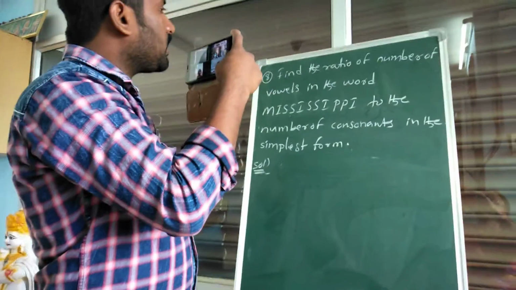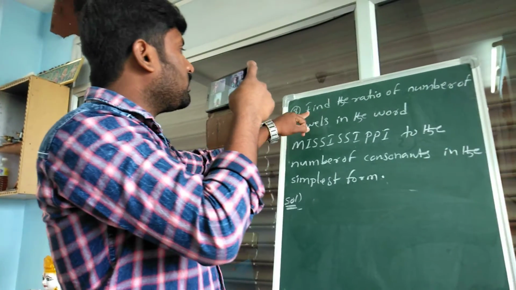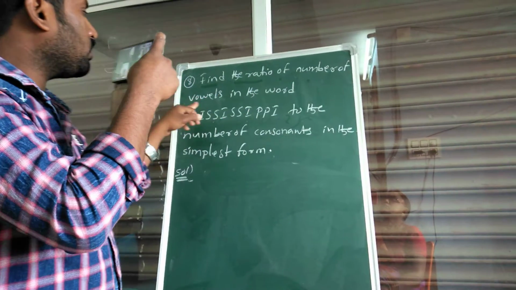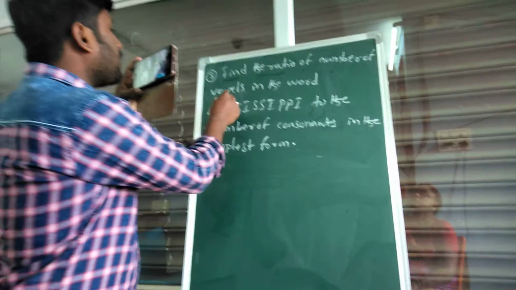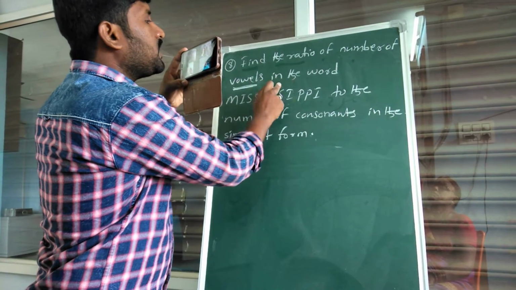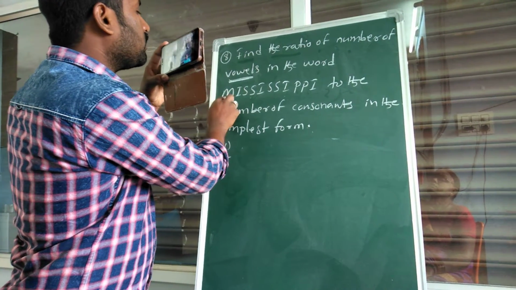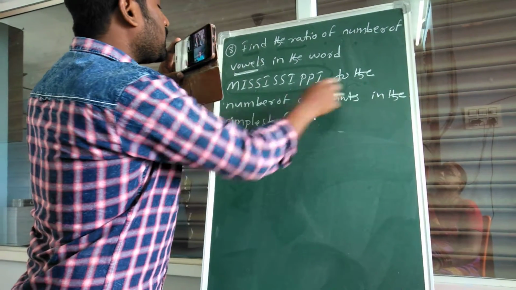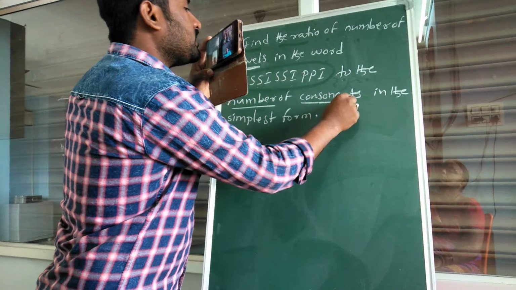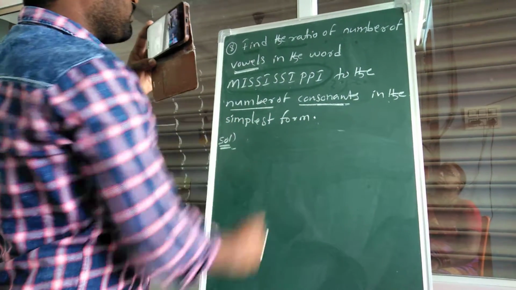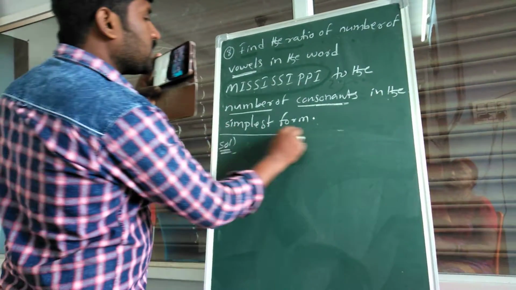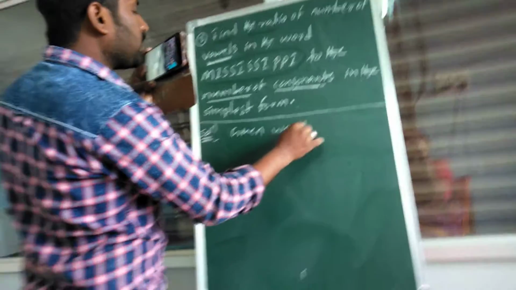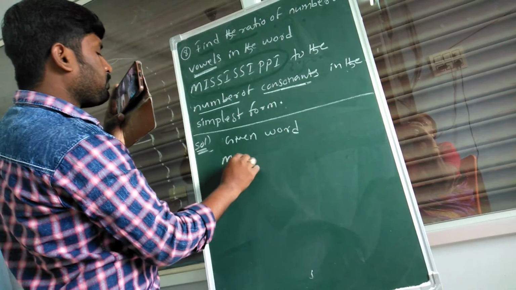Okay students, now question number 8. What is the question? Find the ratio of the number of vowels in the word Mississippi to the number of consonants in the simplest form. Now see its solution. What is the given word? The given word is Mississippi.